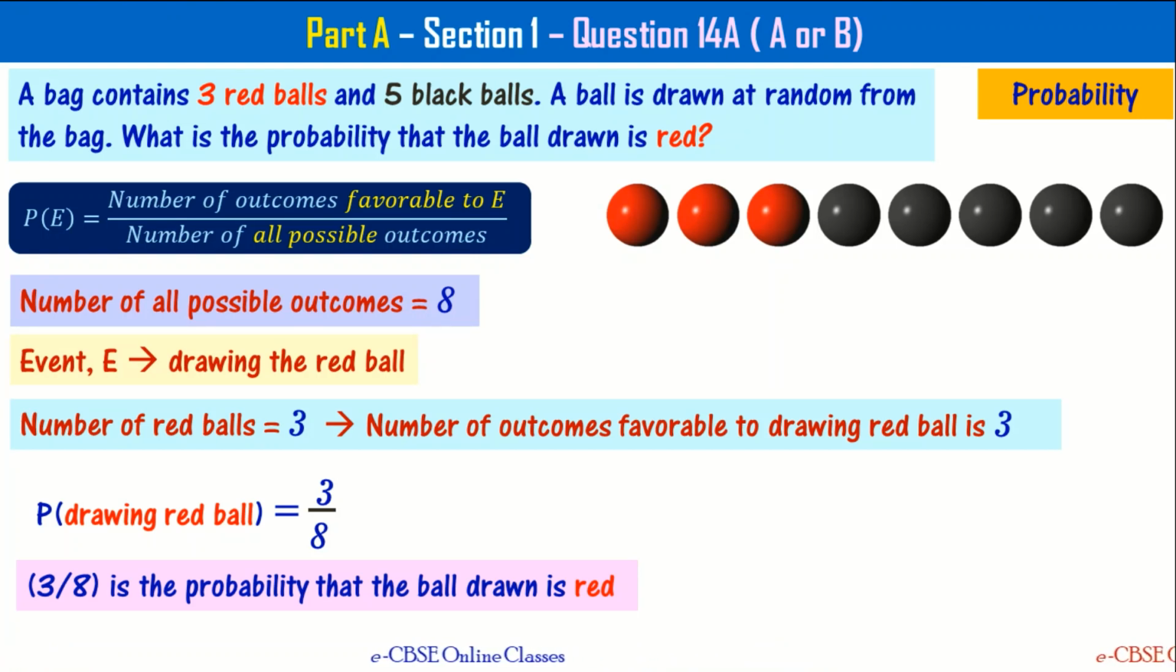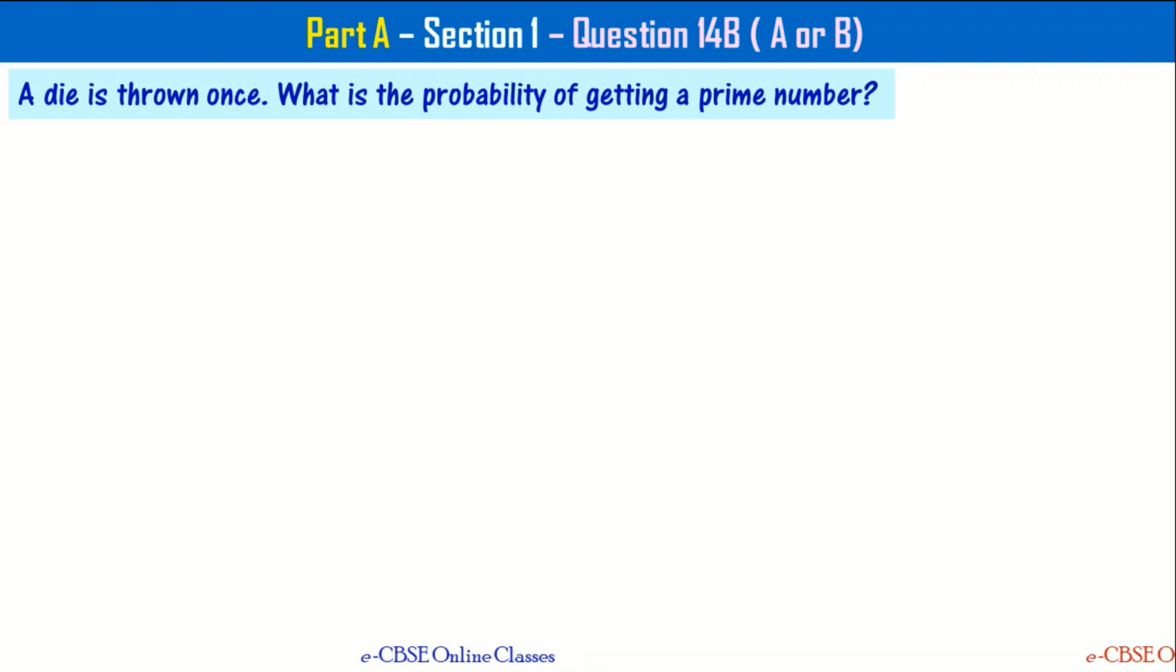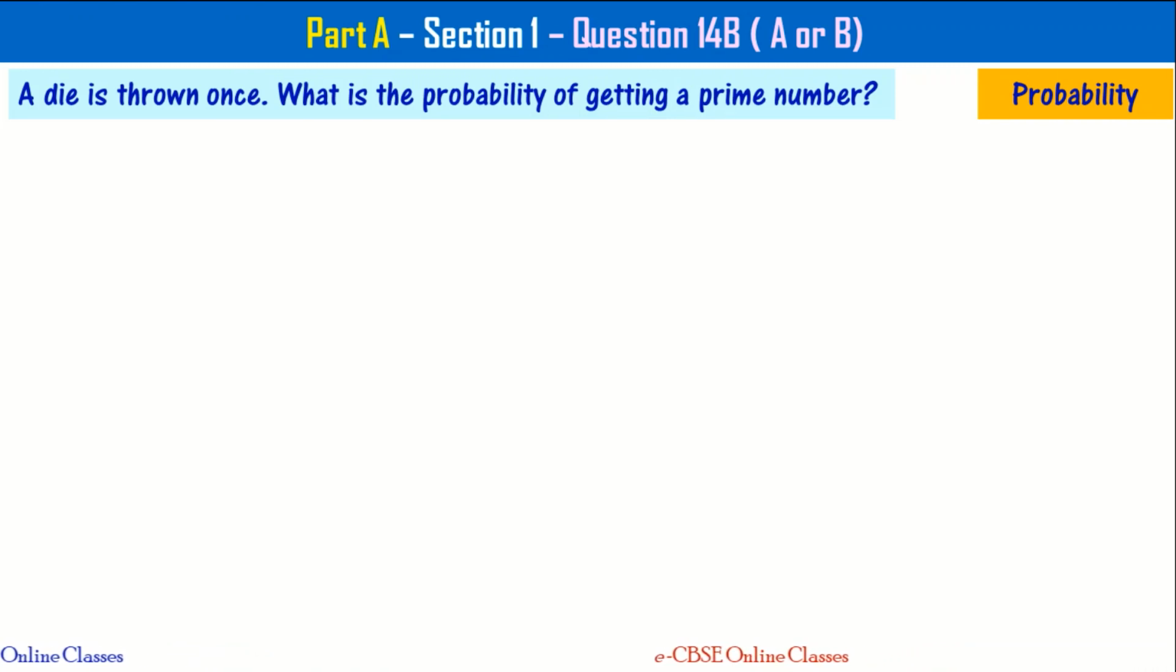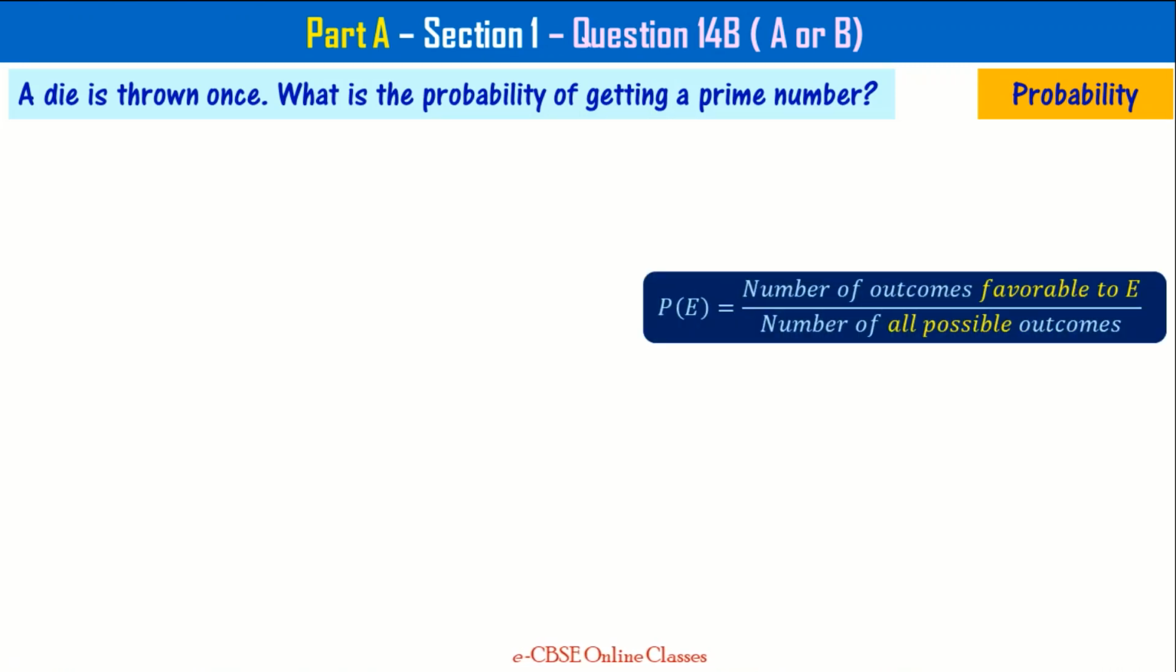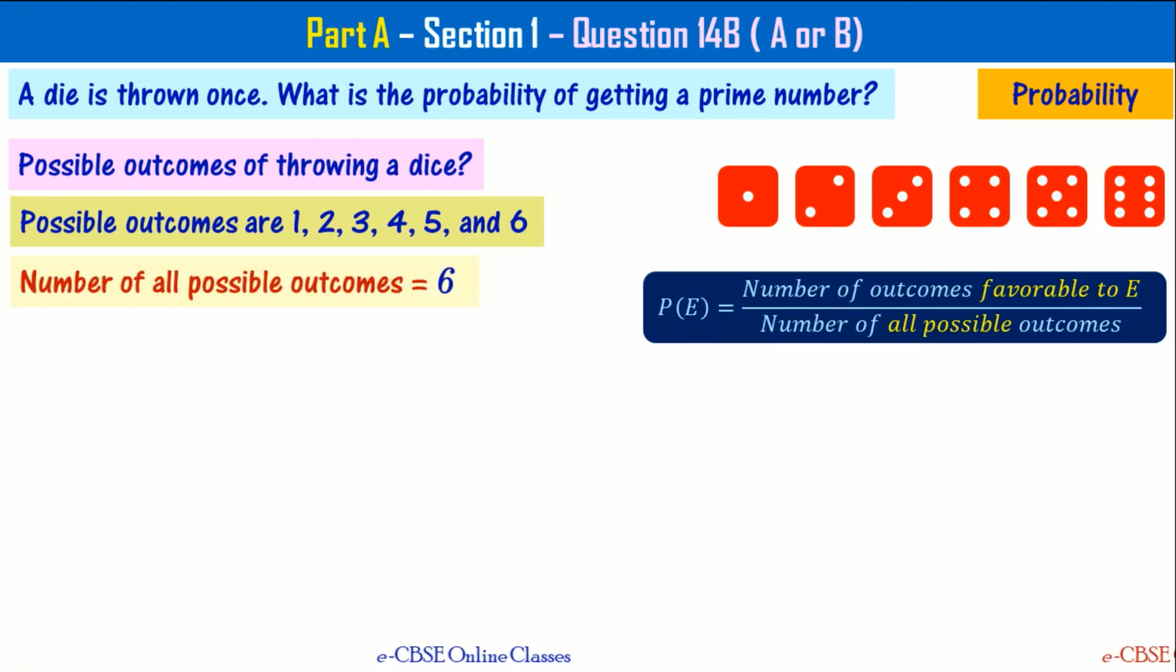Now let's go to question 14b. It is choice B of question number 14. A die is thrown once. What is the probability of getting a prime number, is the question. It is from the topic of probability again. Probability is defined using this formula. And if you see, the possible outcomes when you throw a dice are 1, 2, 3, 4, 5 and 6, right? It means that the number of all possible outcomes is equal to 6.